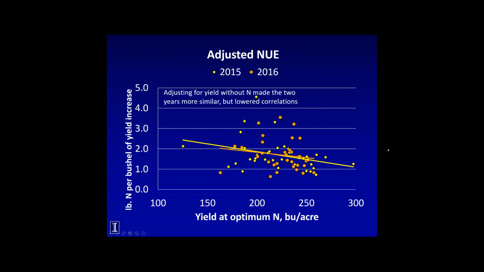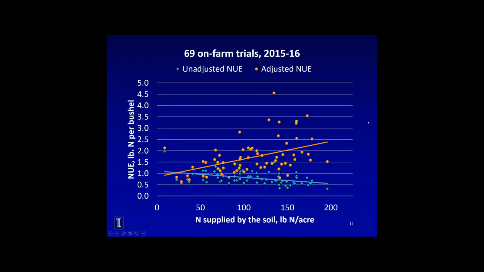If we look at them on the adjusted basis, the numbers all go up, of course. Now we're between 1 and 3, and they kind of widen out as well. So it makes the 2 years look similar, but the variability is greater, so the correlations are lower. And as a general truism, what I said starting out, when we get high yields, our nitrogen use tends to look more efficient, and that should make sense to everybody by now.